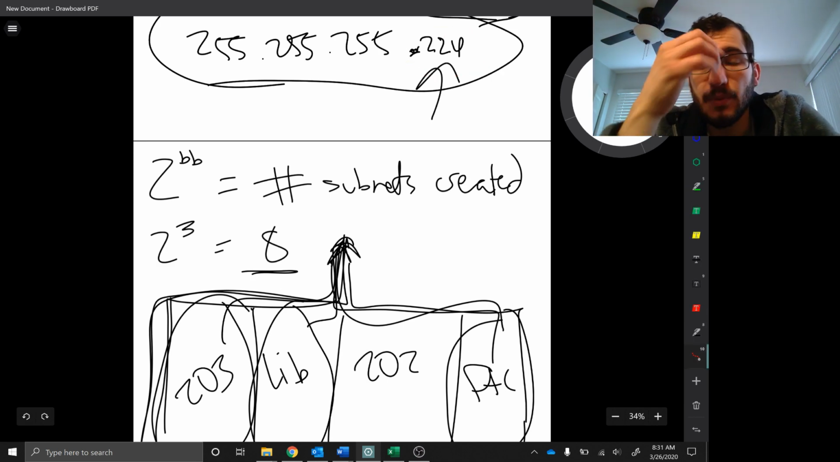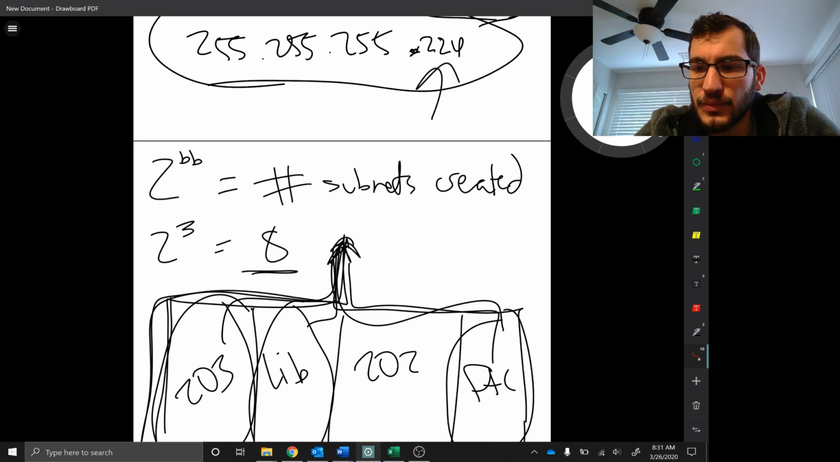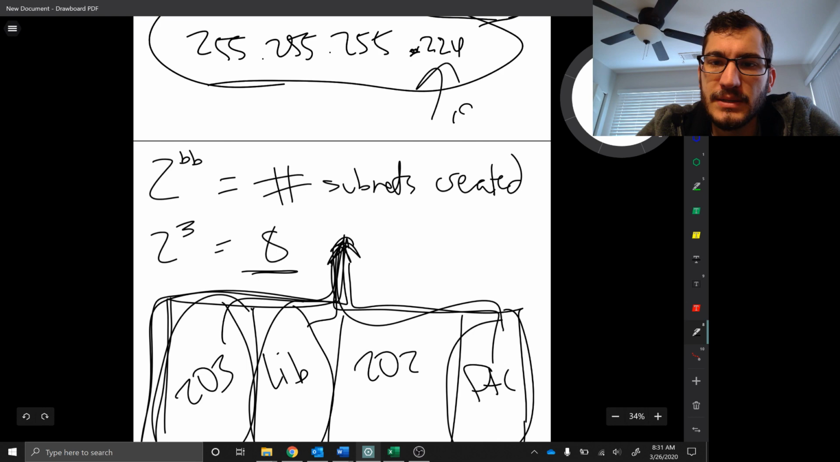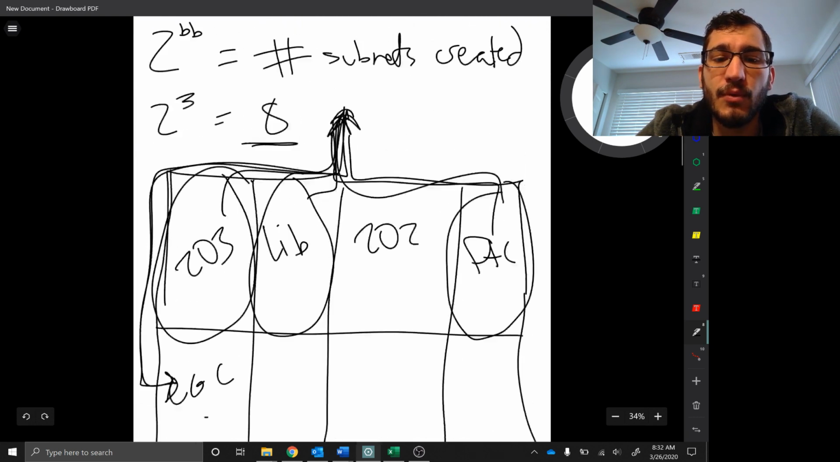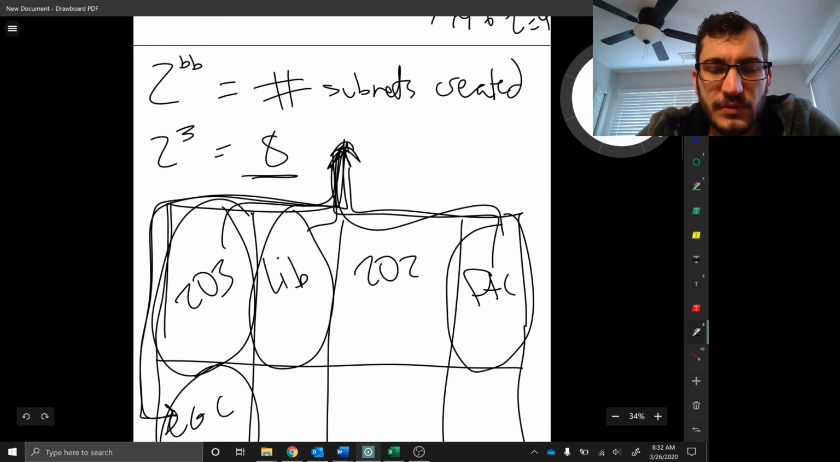There we go. So if this right here wouldn't be a .224, this would be a 196. So if that was a 196, that would mean we've borrowed 2 bits. So 2 to the 2 equals 4. We could only have 4 networks. We could not have our computer game club. So everything works in powers of 2.